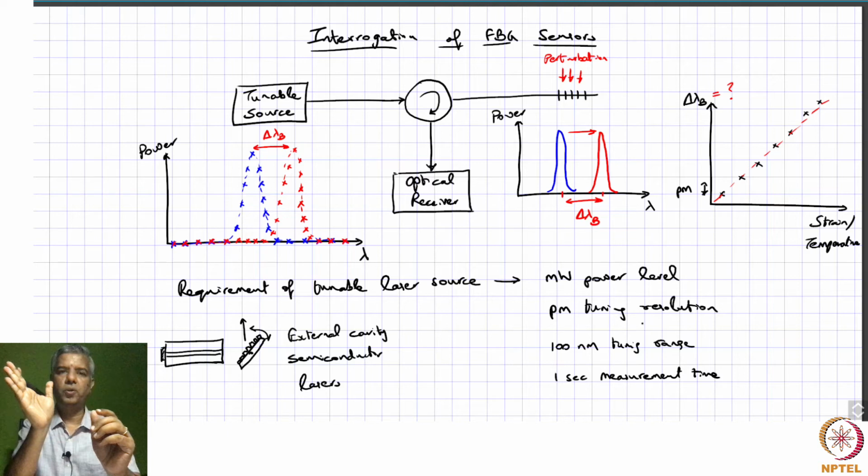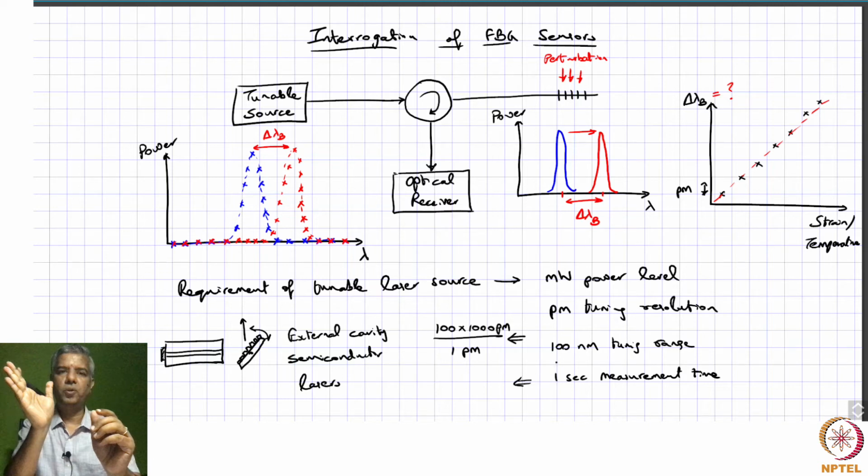So what does this imply? This implies that you need to have 100 times 1000 picometers with 1 picometer resolution. So that's basically 100,000 points, and you want to achieve this in 1 second.